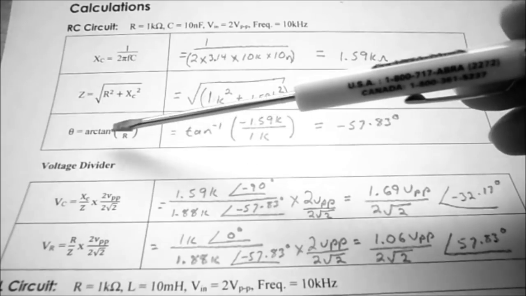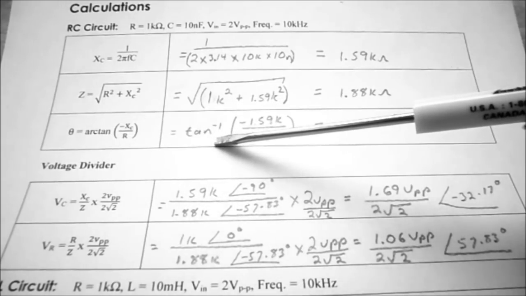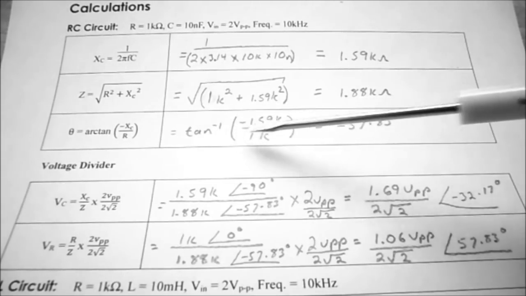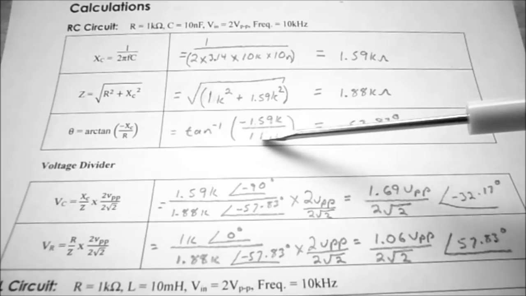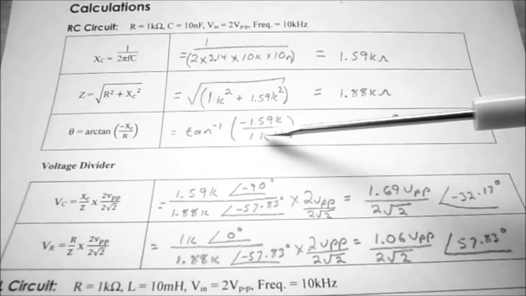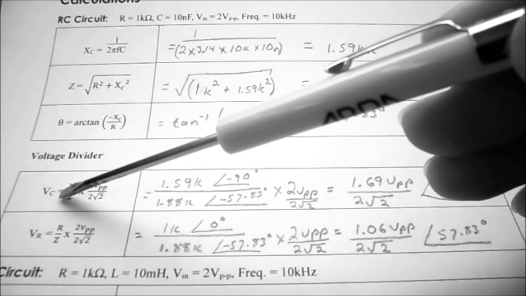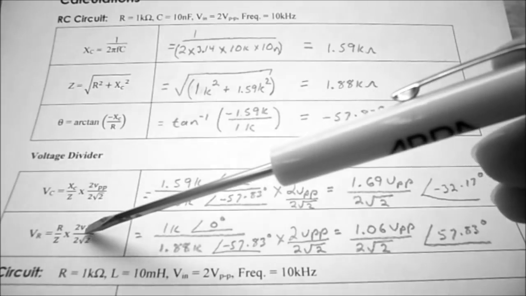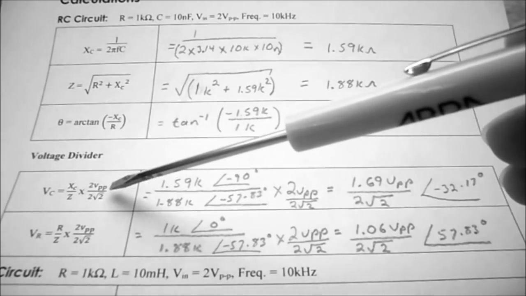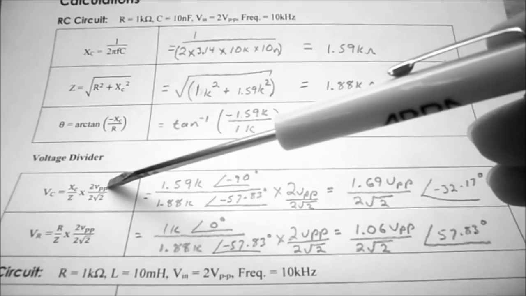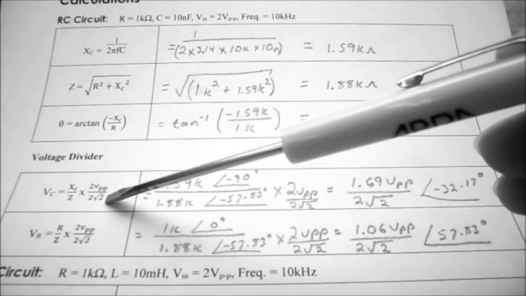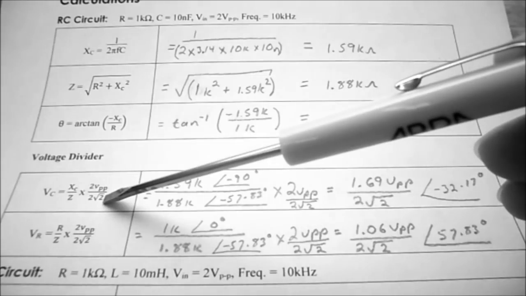Most calculators don't have an arctan button, they have a tan to the -1 button. And remember to put parentheses around those two numbers when you're dividing them. We're going to use voltage divider for VC and VR, and remember these are phasor numbers, so we need RMS values. So it's 2 volts peak to peak divided by 2 gets us to the V max, or the peak voltage, and then divide by the √2 to get to the RMS voltage.